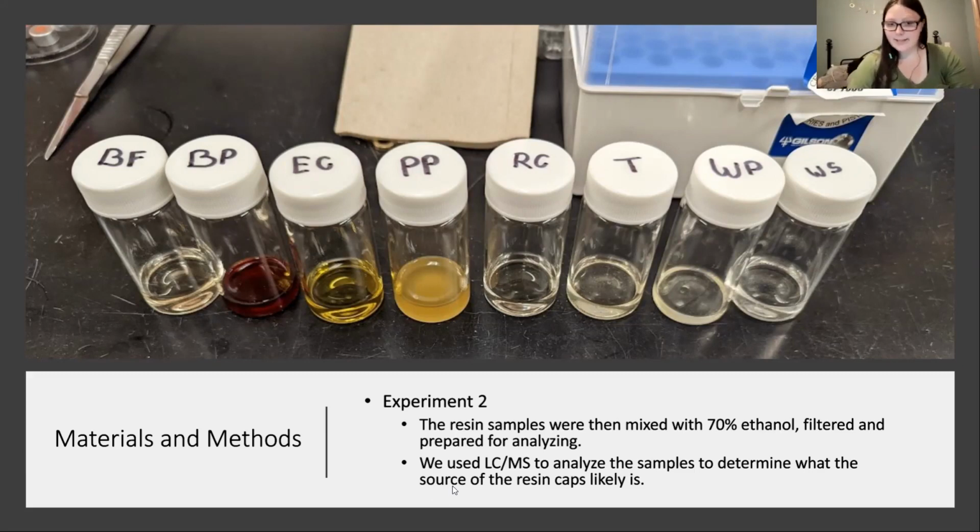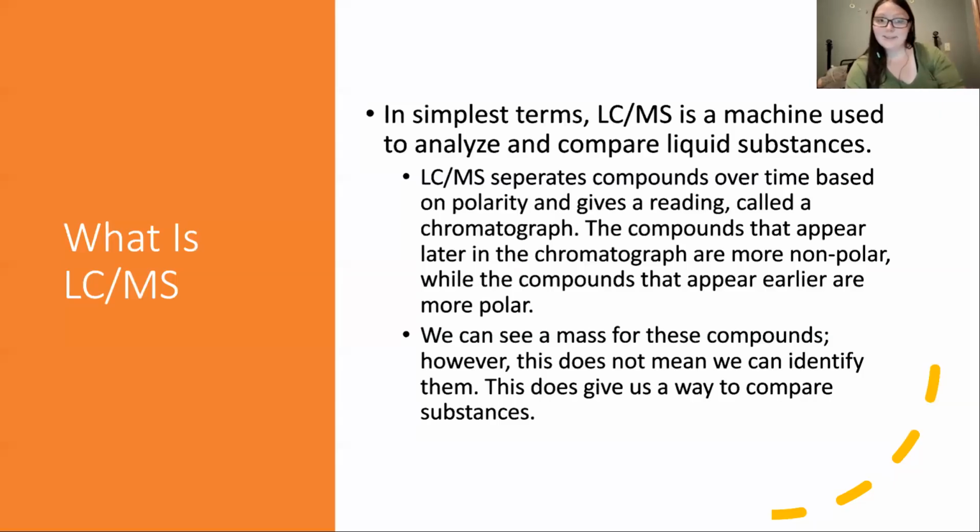we used LCMS to analyze the samples to determine the source of the resin caps. In simplest terms, LCMS is a machine used to analyze and compare liquid substances. LCMS separates compounds over time based on polarity and gives a reading called a chromatograph. The compounds that appear later in the chromatograph are more non-polar, while the compounds that appear earlier in the chromatograph are more polar. We can see the mass of these compounds. However, this does not mean we can identify them. This does give us a way to compare these substances, which I will show you.